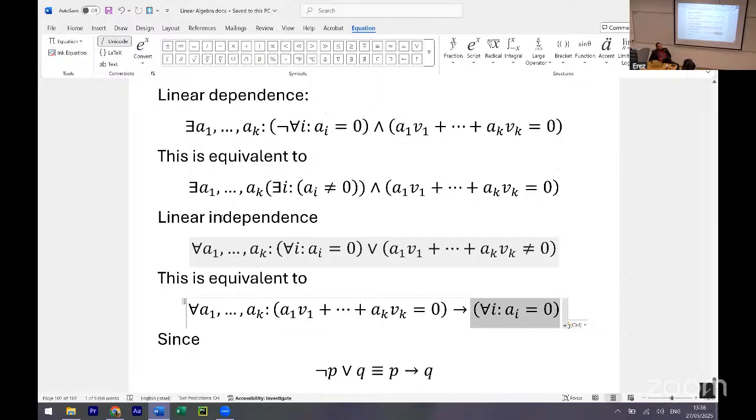Yes, Sami. I'm confused with the order of the first predicate, the second predicate. I'm saying there exist scalars such that, and everything else. Such that not all of them are zero, and the combination is null. Okay, and that's the definition as I wrote it, right? It's called linear dependence.